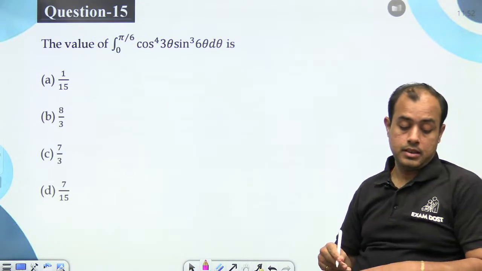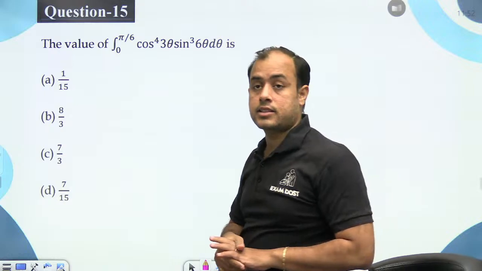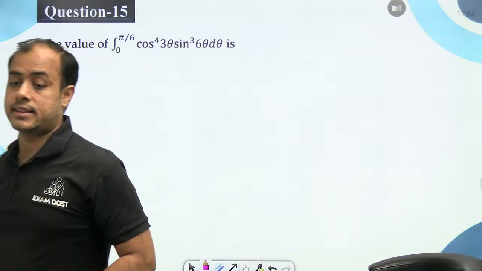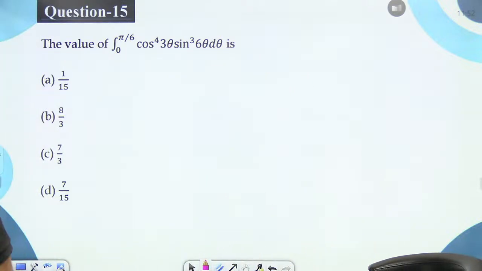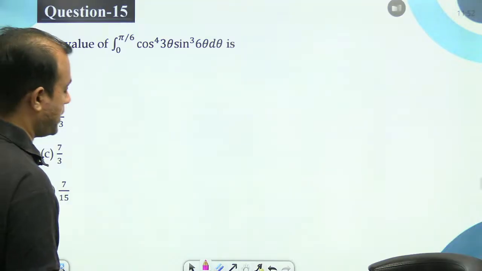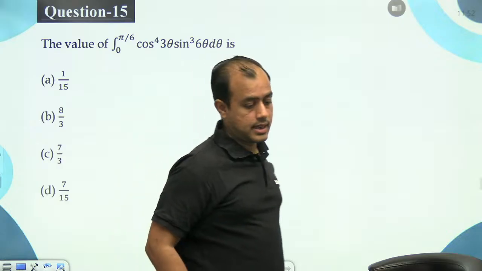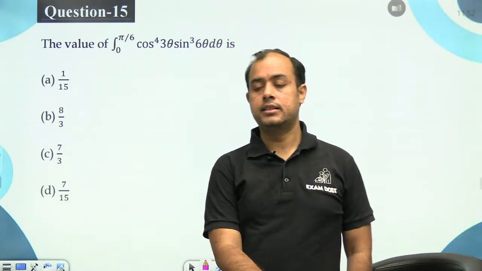चलो. 0 to pi by 6, cos to the power 4 of 3 theta, sin to the power 6 of 3 theta. Come on. Find the value of this integration.